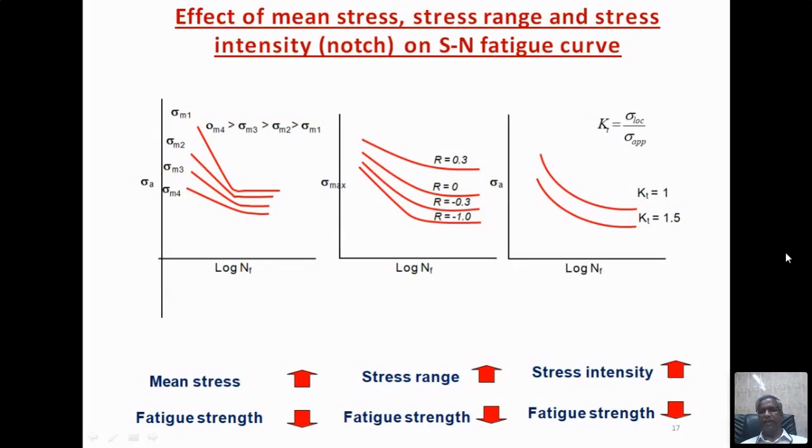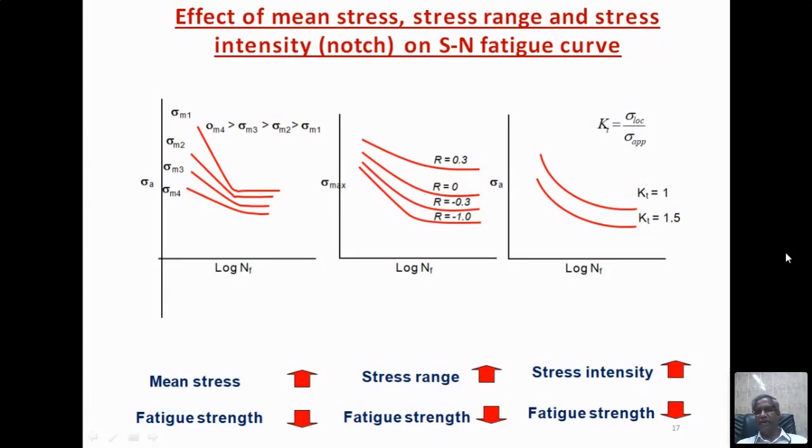And the last graph is about introducing a notch in the material. It may be a V notch or a U notch; whatever the notch, if you introduce it in the material, it will definitely reduce the fatigue strength or fatigue life. Yesterday I also told you, notches act as stress raisers. The stress is intensified and magnified at the tip of the notch, and because of that, the life will be reduced there.